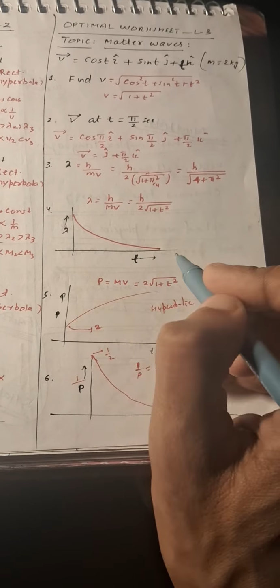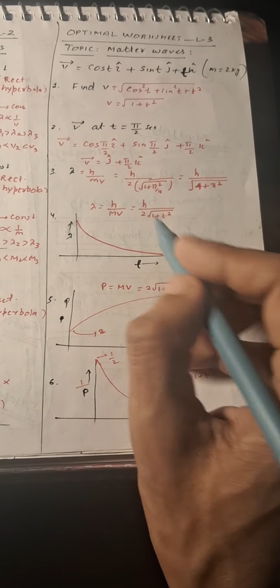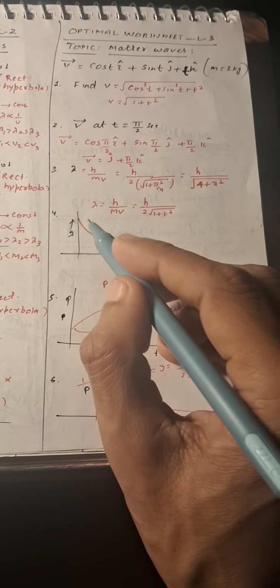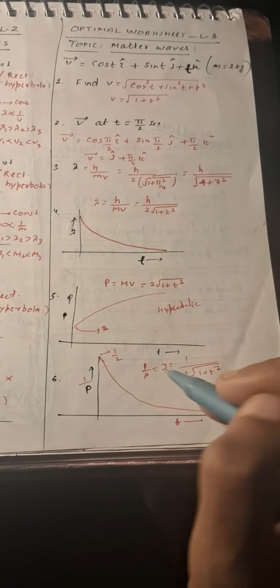Another question, lambda versus t graph. We can say that as t tends to infinity, lambda tends to 0, and at t equal to 0, lambda will be maximum. So it will be a curve like this.